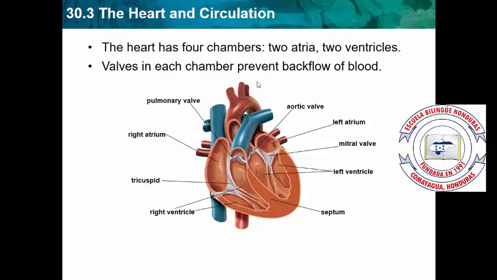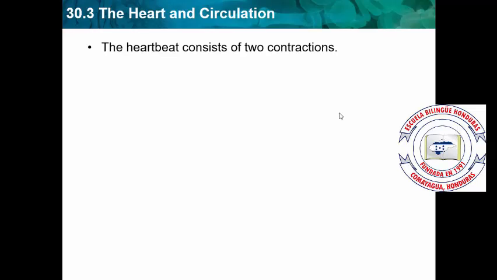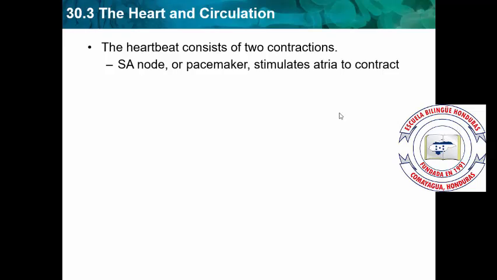And you see, guys, a photo of our heart. Remember, you have a right and left atrium, and you have the right ventricle and the left ventricle and the other valves of our heart. Muscle squeezes the chamber in a powerful pumping action. The heartbeat consists of 2 contractions. The sinoatrial node, or pacemaker, stimulates the atria to contract. The atrioventricular node stimulates the ventricles to contract.